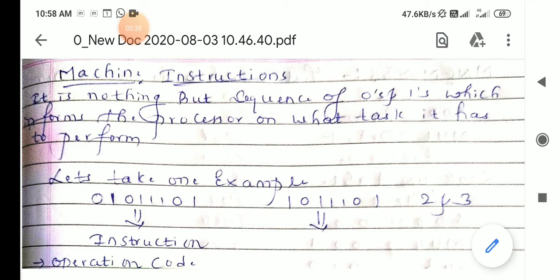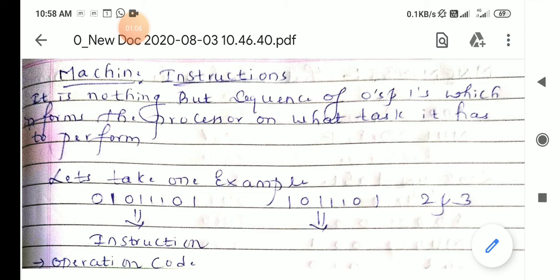What is a machine instruction, first of all? In general, a machine instruction is nothing but a sequence of zeros and ones, that is, in the form of binary numbers. It is a sequence of zeros and ones which informs the processor on what task it has to perform.